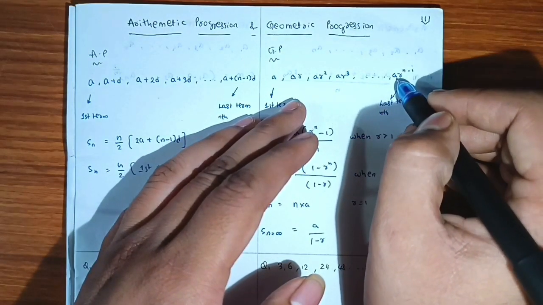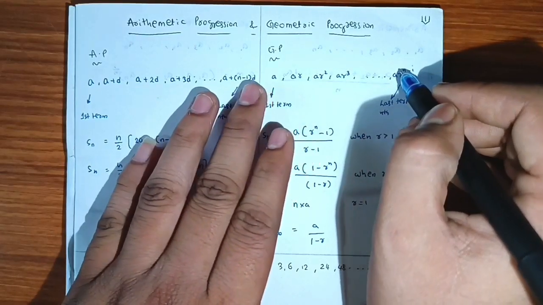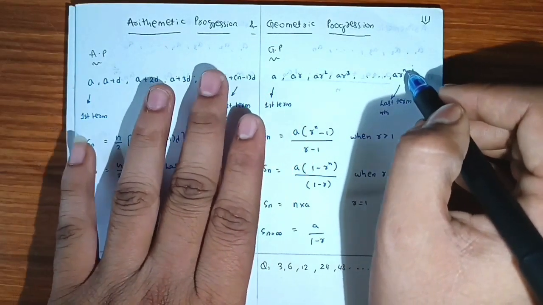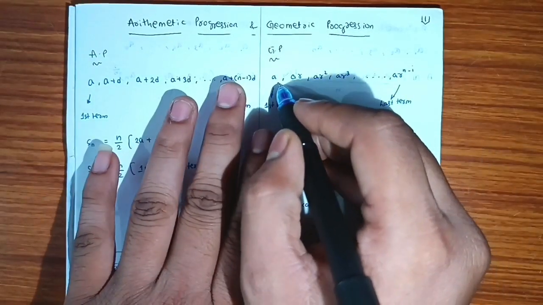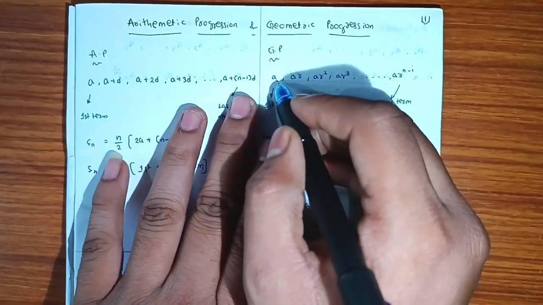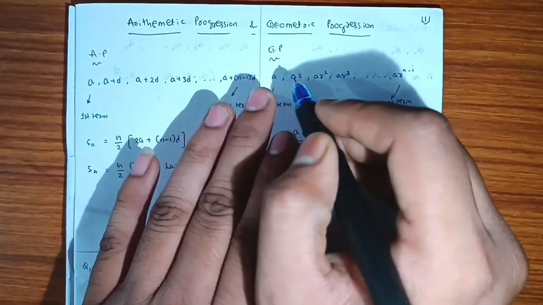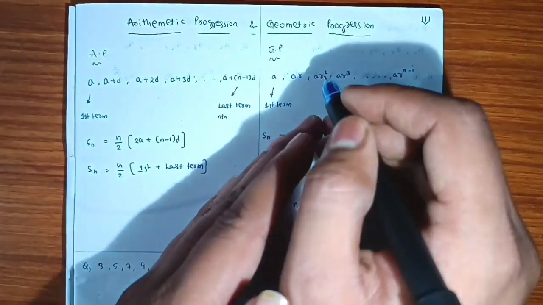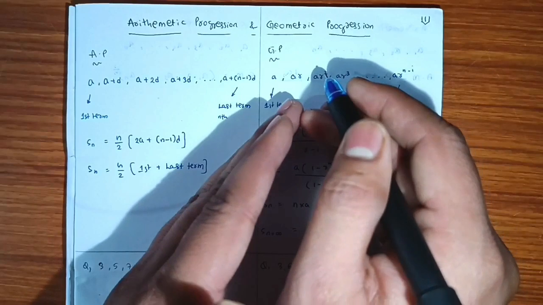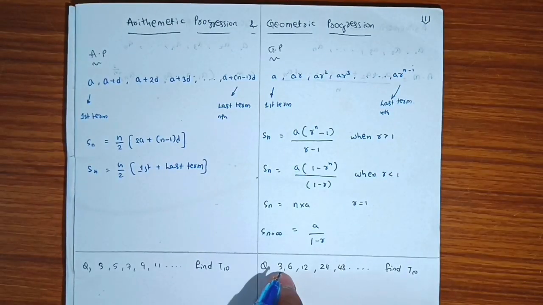The nth term will be a multiplied by r power (n minus 1). Here r is the common ratio between the terms, but we need to multiply. In AP we need to add, here in GP we need to multiply. That is the only difference: here we multiply, there we add. For example, this is a question which is an example for a geometric progression.